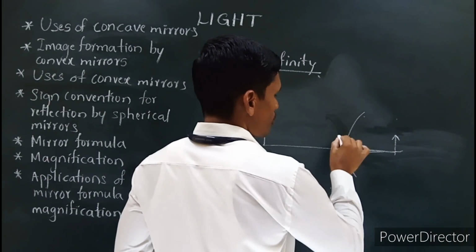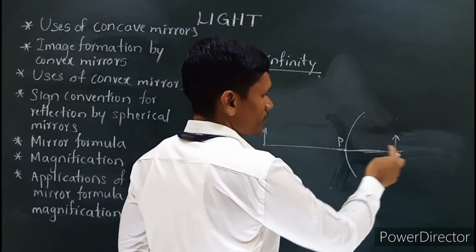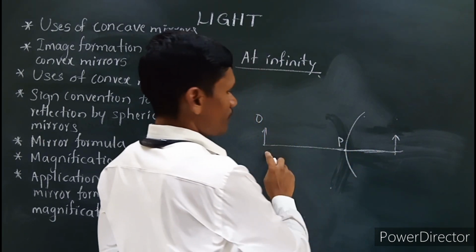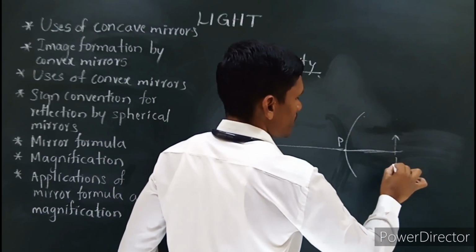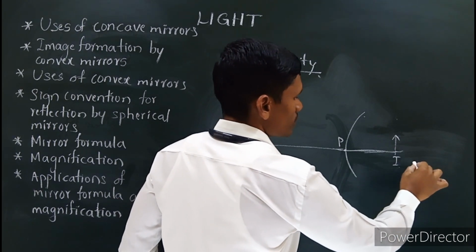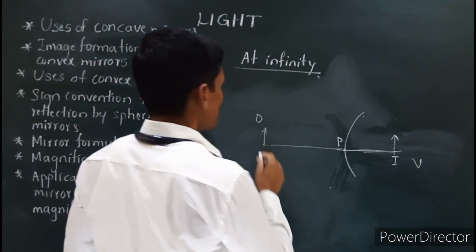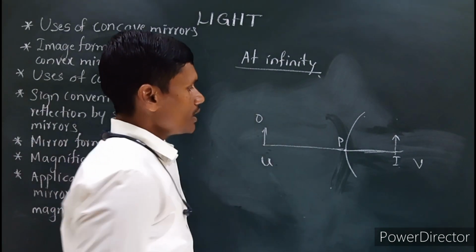It is measured again from the pole only. Now, the distance of the image from the pole of the mirror, which may be behind or in front of it, is called the image distance. Image distance is denoted as v, and object distance is denoted as u.